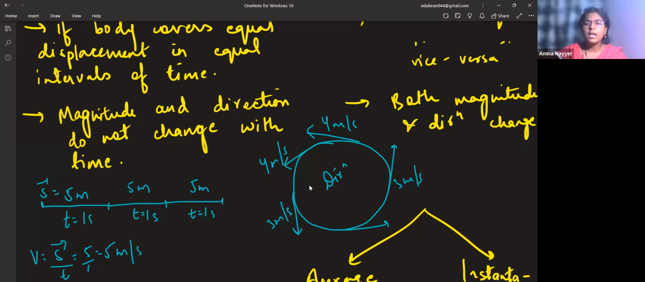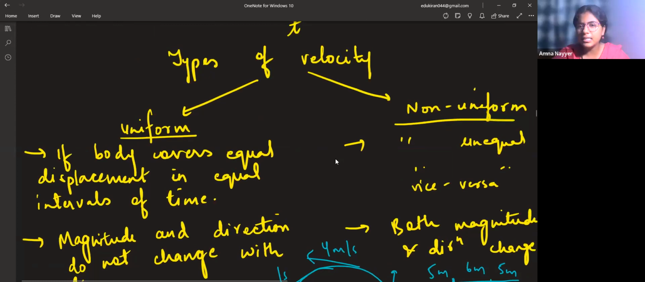This is also non-uniform. Otherwise, in a straight line also, let's say 5 meters is covered in 1 second. Then 6 meters is covered in 1 second. Then again 5 meters is covered in 2 seconds. And these are the different values of displacement. So magnitude is changing here, right? So it's a non-uniform velocity case. Here direction is the same, magnitude is changing. In the earlier case, direction was also changing. So this is what is meant by uniform and non-uniform. It's the same as for speed, but remember, in speed we refer to distance, and wherever I have used displacement, we refer to distance. In velocity, we talk about displacement.